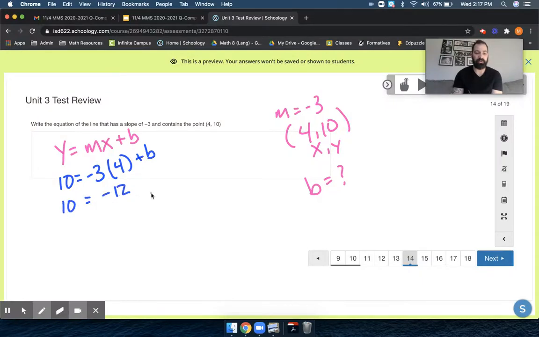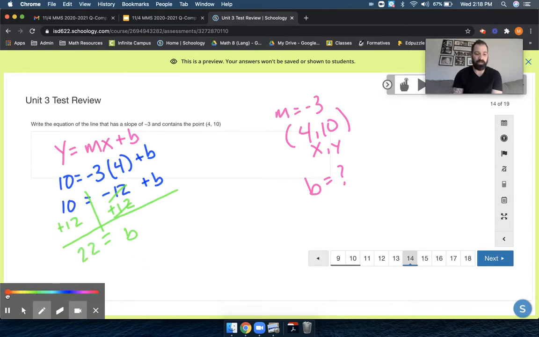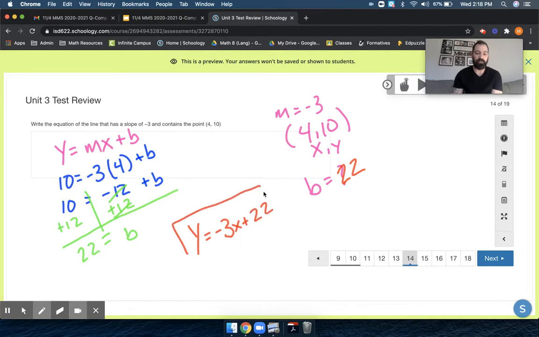Simplify. -3 times 4 is -12. Do the opposite. This is a -12, so I'm going to add 12 to both sides. These cancel. I'm left with b equals 10 plus 12, which is 22. Almost done. Last step, I need to rewrite the equation. Now I have b as 22, m as negative 3. Y equals negative 3x plus 22. Remember, you're looking for your m and your b so you can write your equation. That should be your answer.